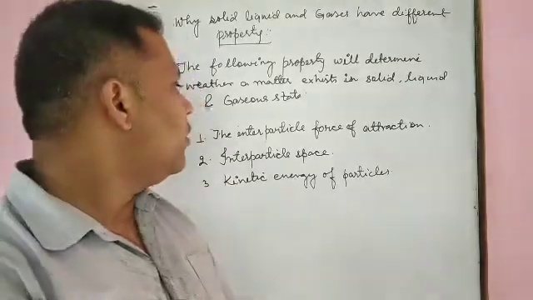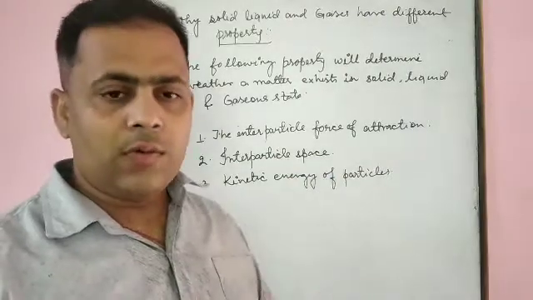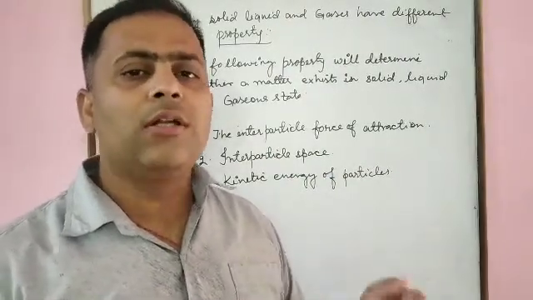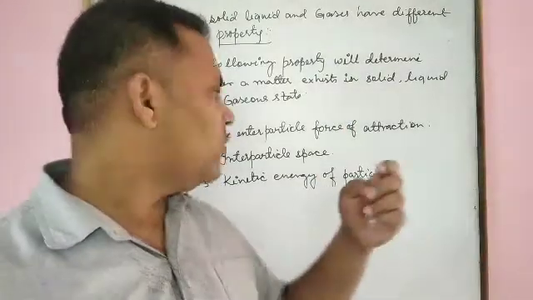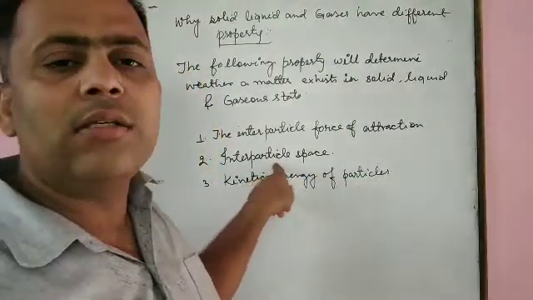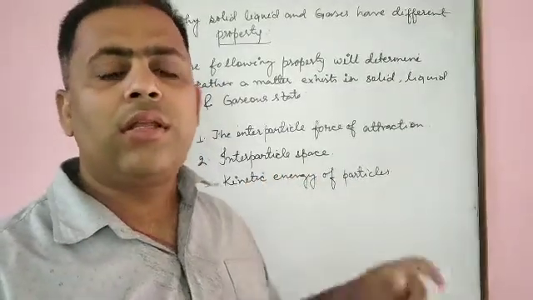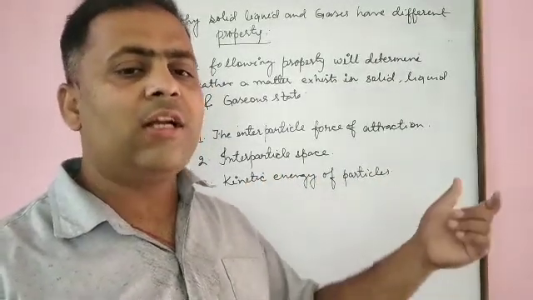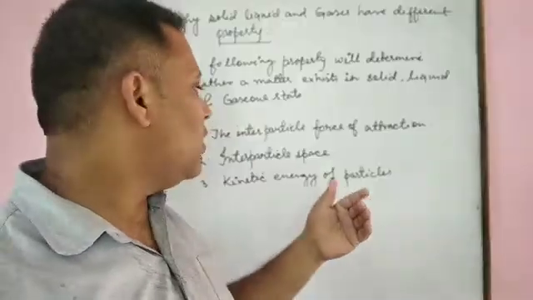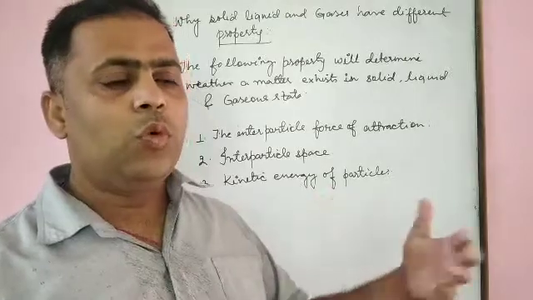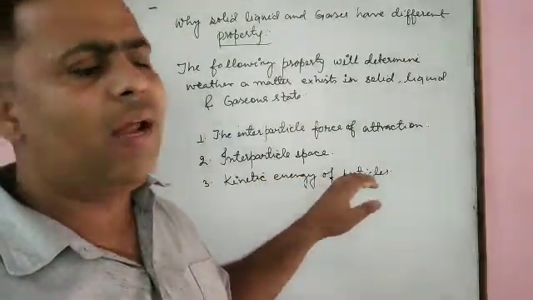What we know is that solid has greater force of attraction, liquid has lesser force of attraction in comparison to solid, and gas has the least force of attraction. Next, solid has less interparticle space, liquid has greater interparticle space in comparison to solid, and gas has the greatest interparticle space in comparison to solid and liquid.